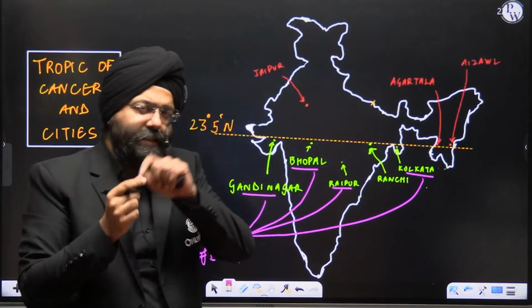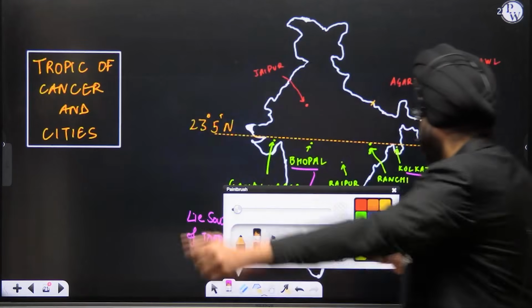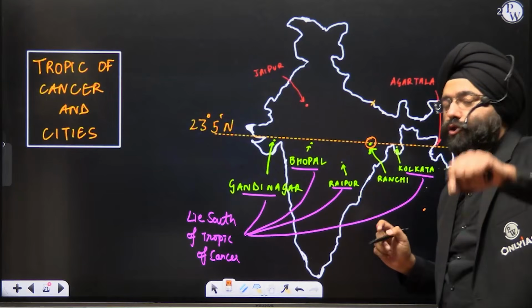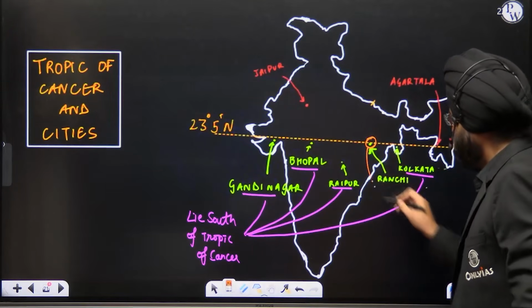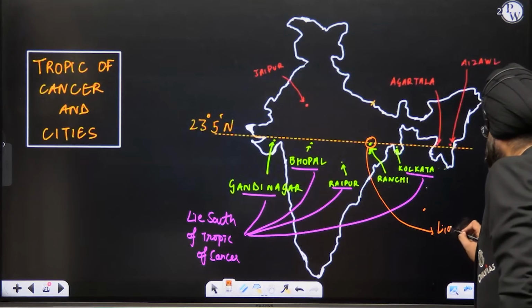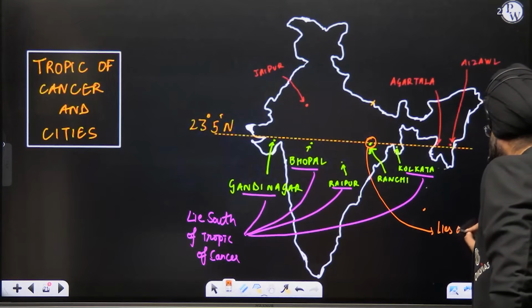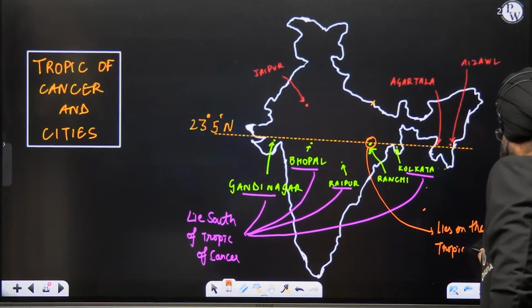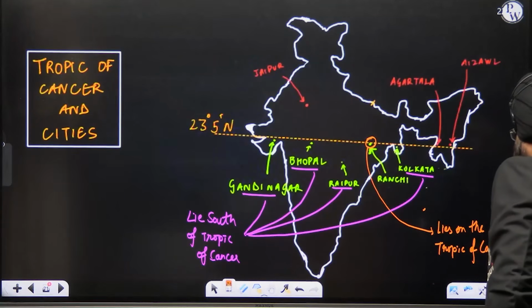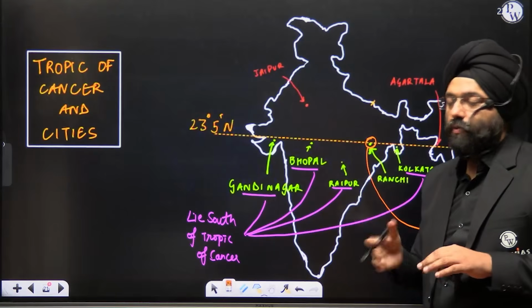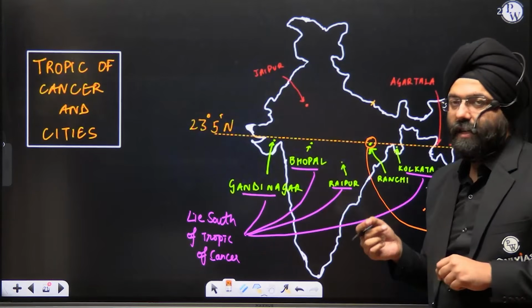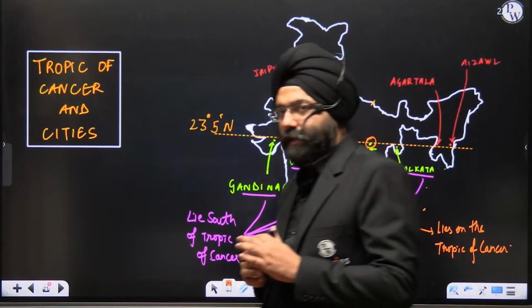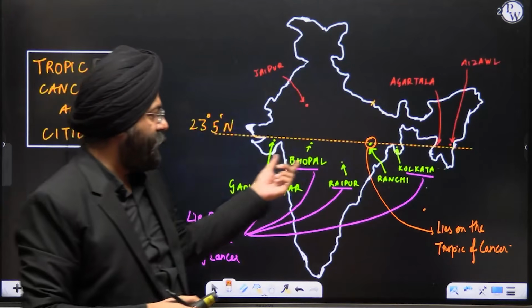Clear? What is another unique thing that you note? See here. Ranchi lies on the Tropic of Cancer. So you can be asked also, which among the following important places lie on the Tropic of Cancer? Over here it is Ranchi. And with respect to the other places, you realize they lie below.